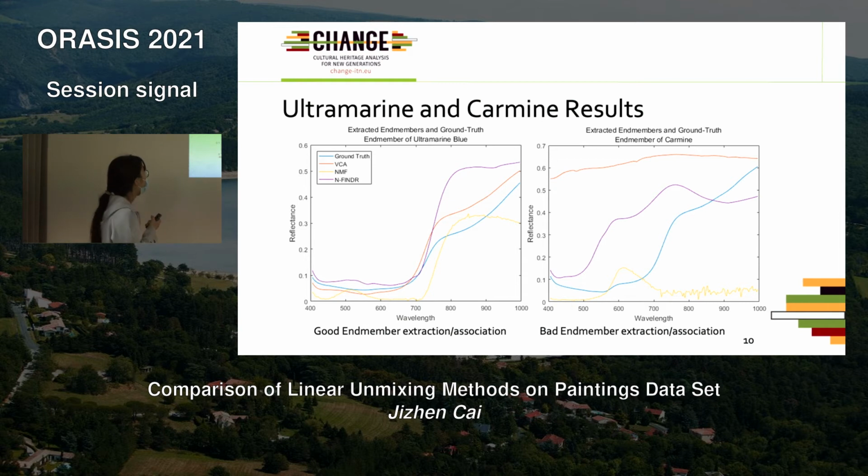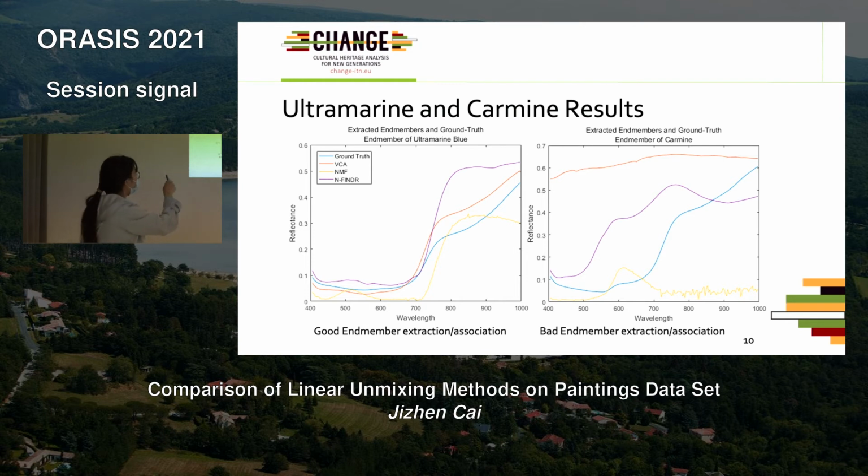So here we show in the figure, for each one on the right, the result comparing the end members extracted from VCA, NMF, and NFinder against the ground truth. The ground truth one is the blue.